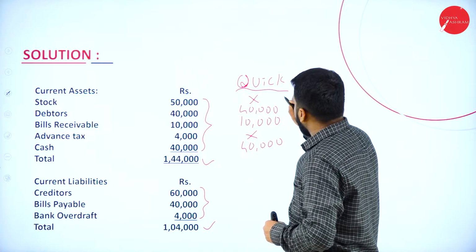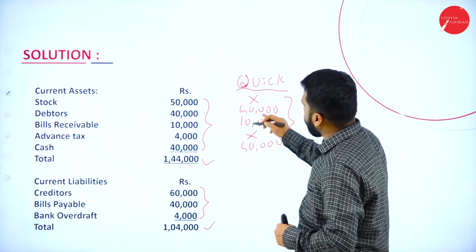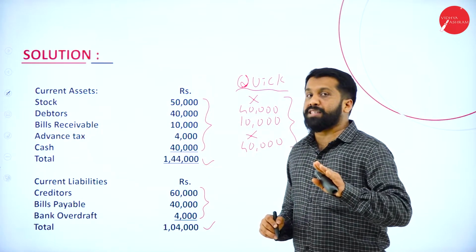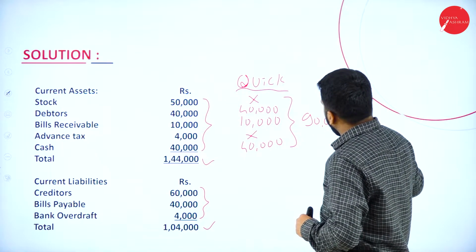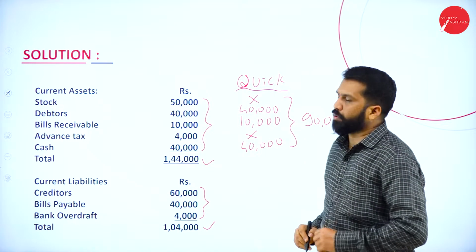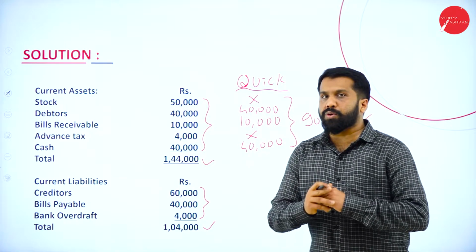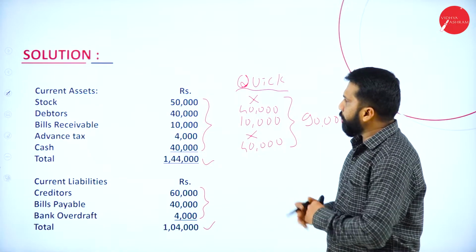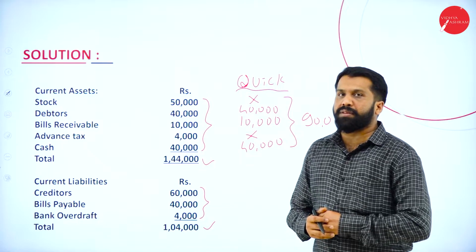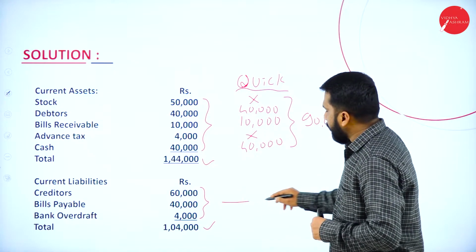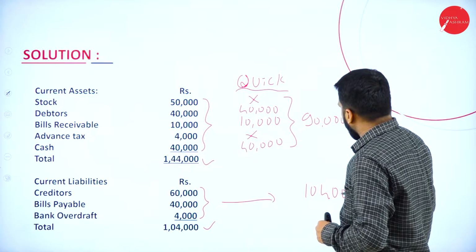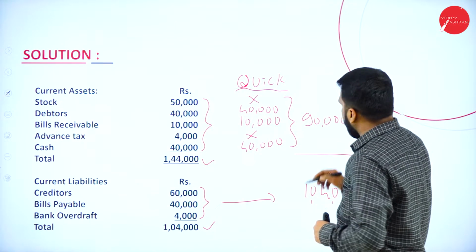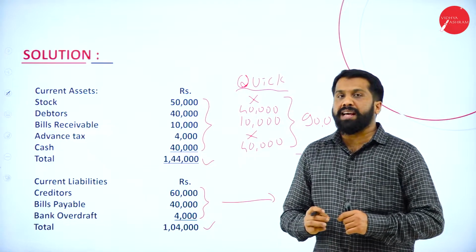Now see, these are your quick assets. 40 plus 10, 50 plus 40, it is 90,000. This is done. Any doubt in the quick asset? No doubts. Now, we'll come back to your current liability. No changes in the current liability. We'll take the same amount, 1,04,000. 90,000 divided by 1,04,000.